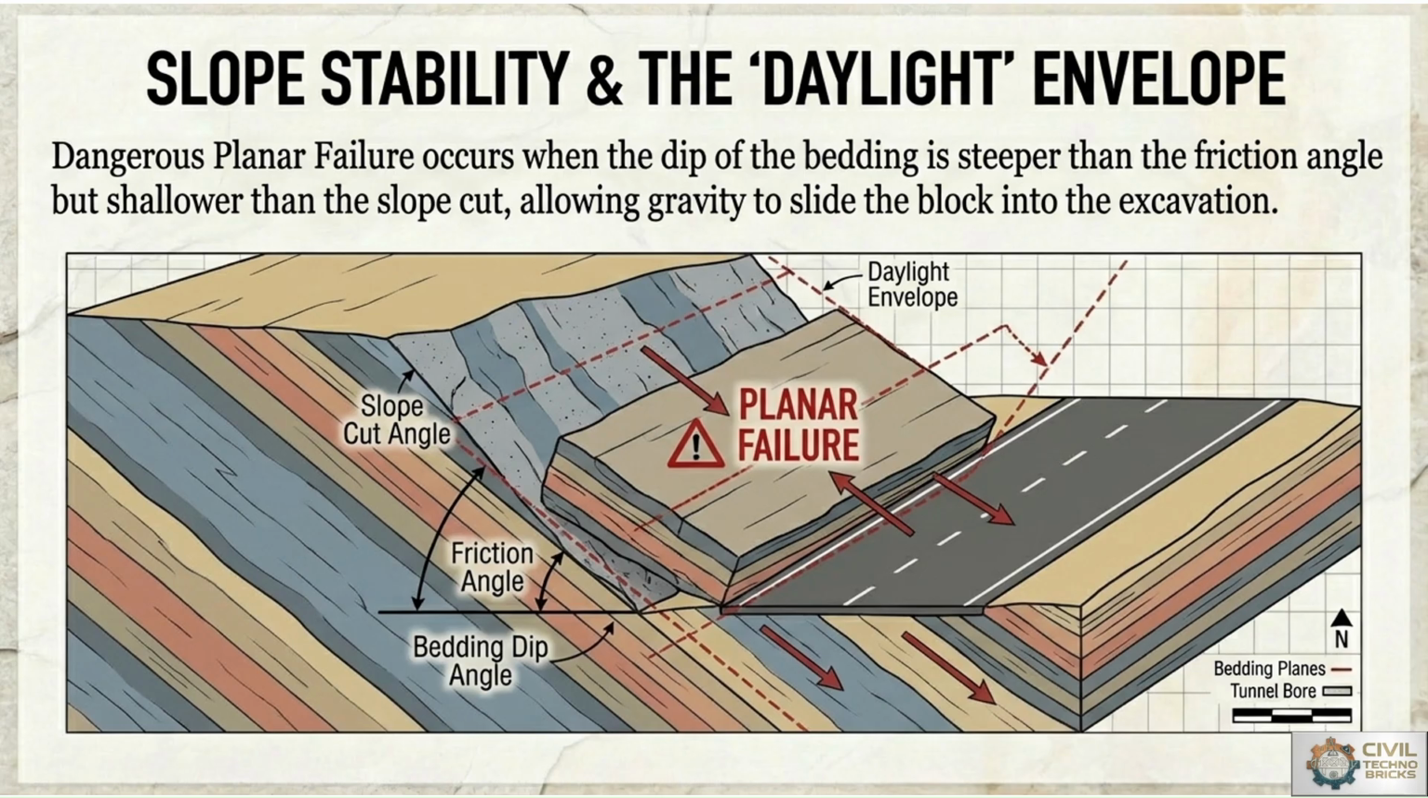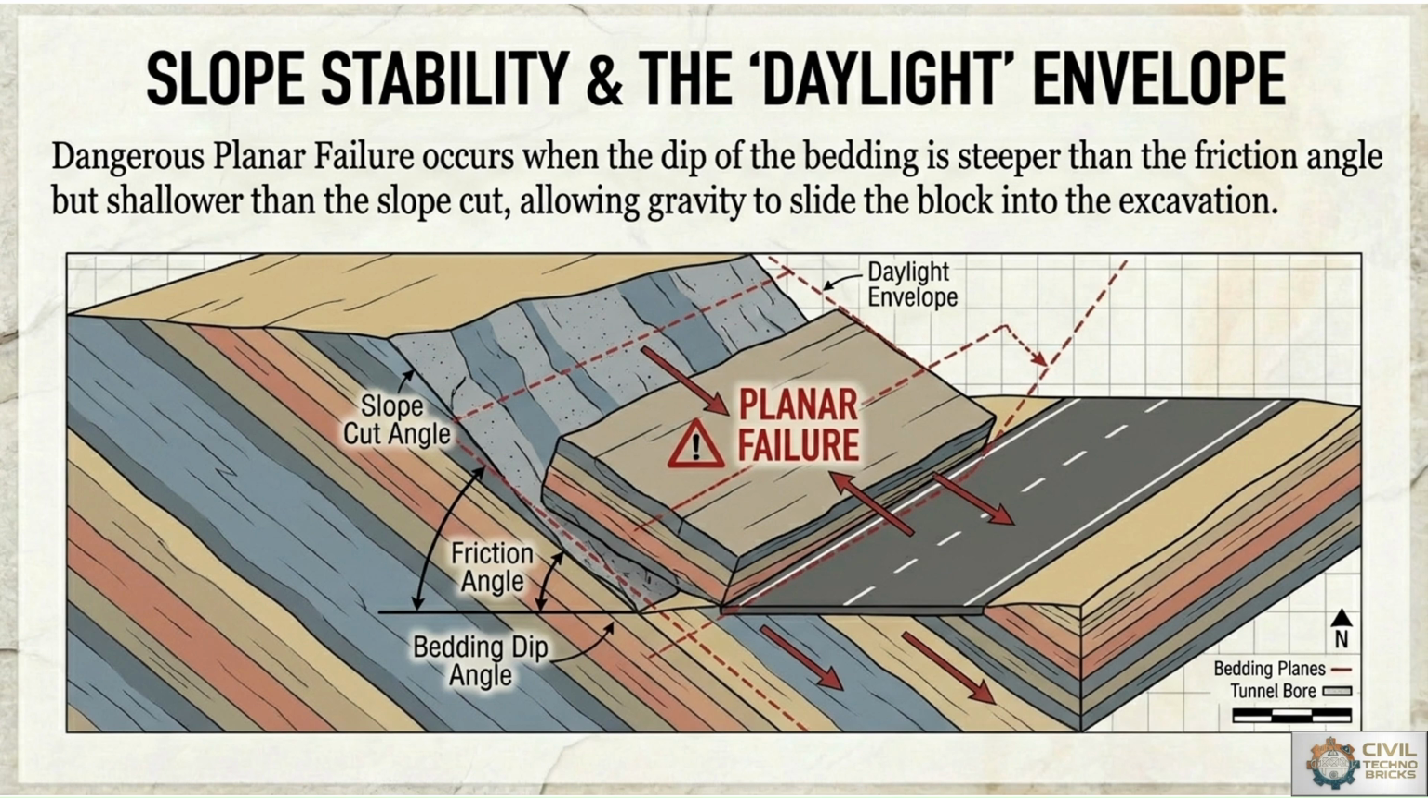So in planar failure, rocky masses may get disturbed from the top surface of the hill and slide down towards the road surface, but they can't damage the roadway. They just slide and stop at the bottom. If the bedding dip angle becomes greater than the friction angle but smaller than the slope angle, planar failure may occur. Under gravity forces, the rock block slides towards the excavation face.